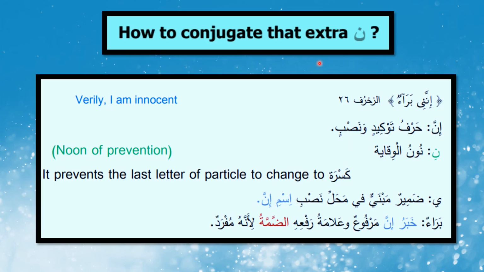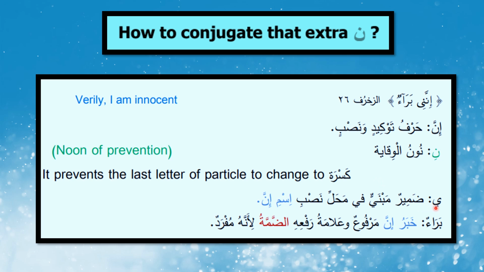Here is an example of an eraab to just show you how you should do the eraab of noon al-wiqaya. So how to conjugate that extra noon, or you can say noon al-wiqaya. Innani bara'un. So the noon al-wiqaya has come with the inna and the ya mutakallim. So inna harf tawkid wa nasb. Ni the noon al-wiqaya. You have to say noon al-wiqaya. Also, you can say in English noon of prevention. It prevents the inna from getting a fatha. It cannot be as in ni.